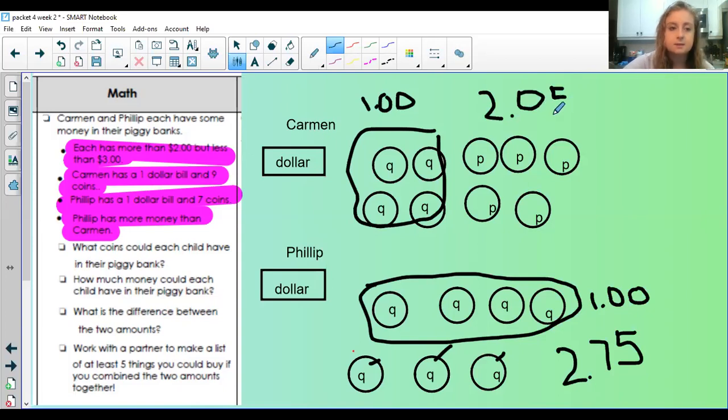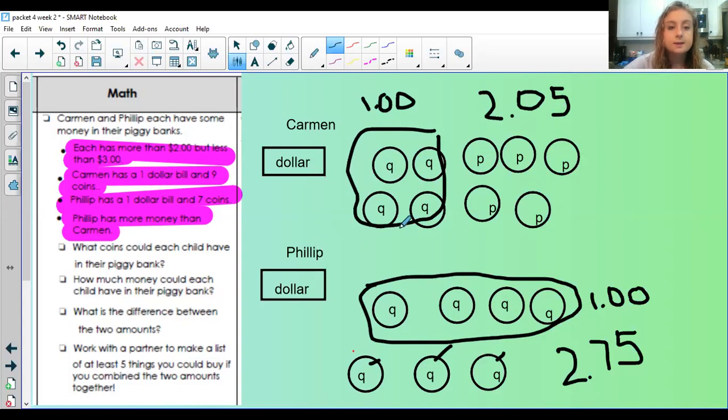Let's see if that meets the requirements. Philip has more money than Carmen. That is true. He has $1 and 7 coins. 1, 2, 3, 4, 5, 6, 7. Carmen has $1 and 9 coins. 1, 2, 3, 4, 5, 6, 7, 8, 9. We are all good, and they're both between $2 and $3.